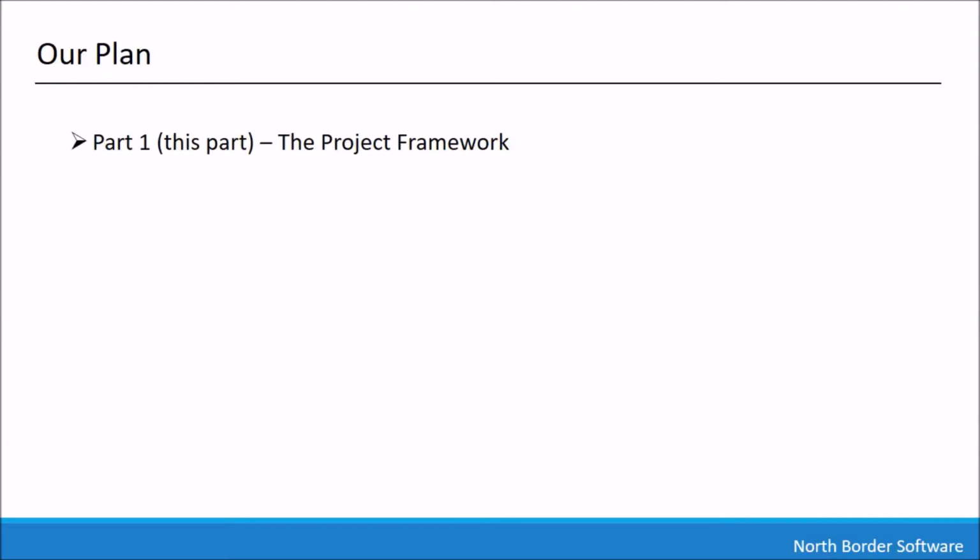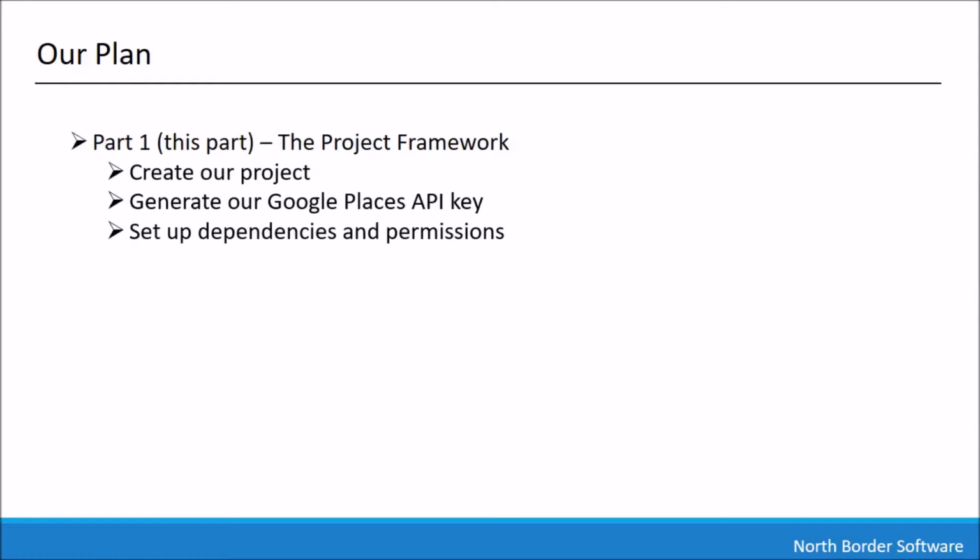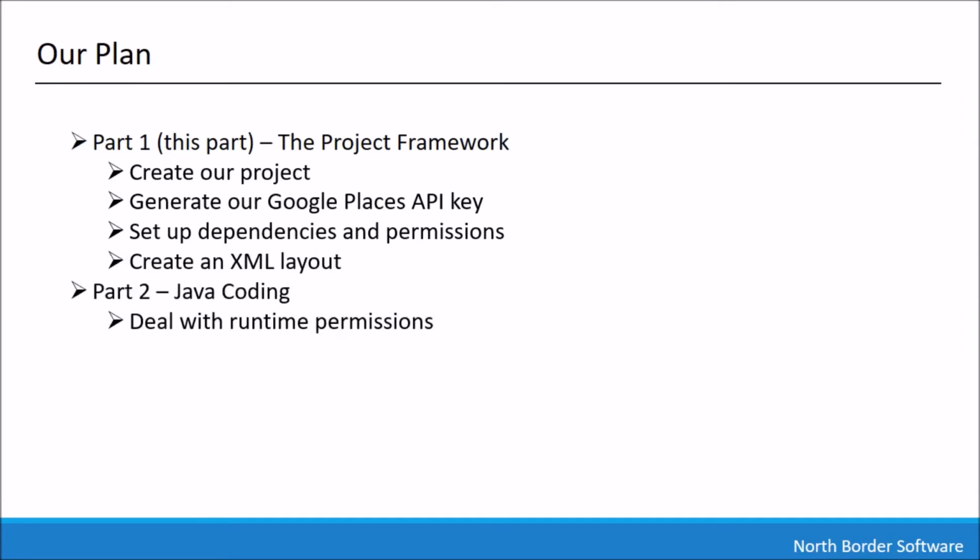So let's focus on our plan for this project. Part 1, we'll focus on the project framework. We'll create our project in Android Studio, and then we'll generate a Google Places API key. We'll set up dependencies and permissions, and then we'll create an XML layout. Part 2 is going to be a fairly long part. We'll focus on the Java coding. We'll deal with the permissions at runtime, and we'll create the Place Picker code, and then we'll test the project.